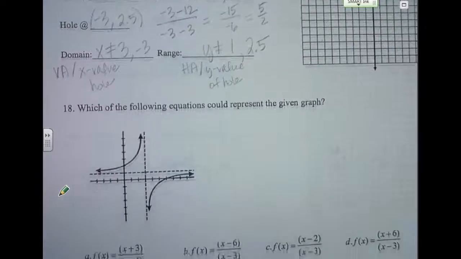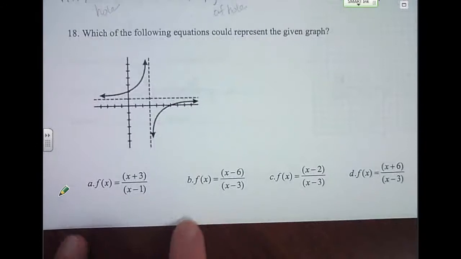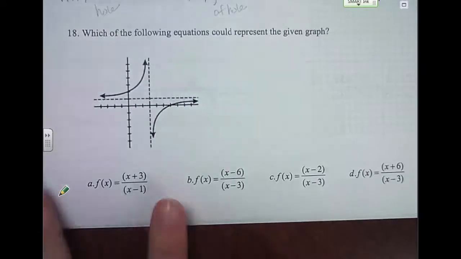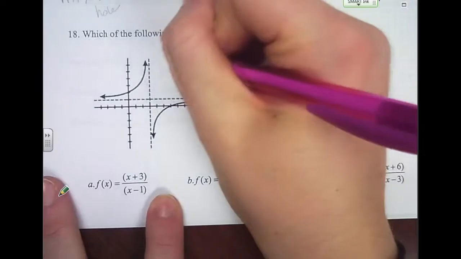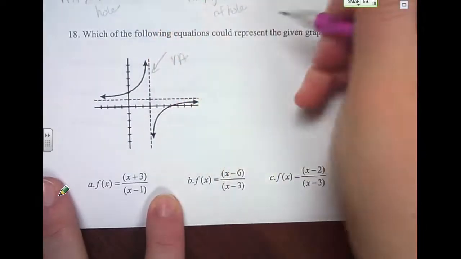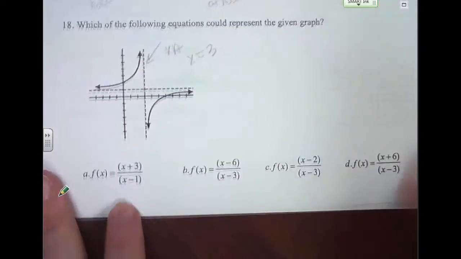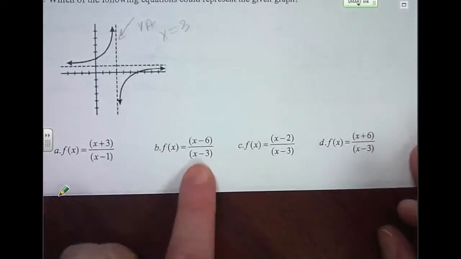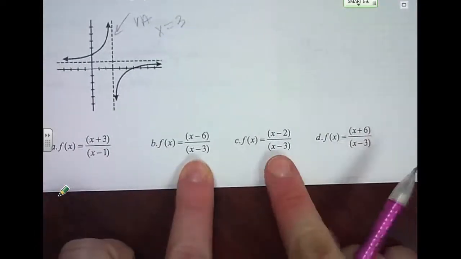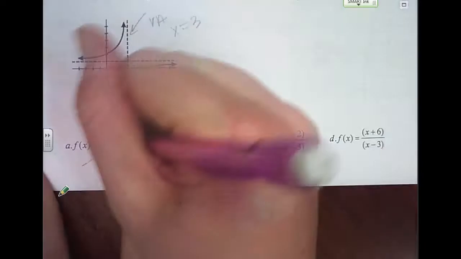Okay, number 18. Which of the following equations could represent the given graph? Well, the first thing to look at is you know that the VA, which is this one, comes from the bottom. So if this VA is at x equals positive 3, you know on the bottom you must have a negative 3. So we could have this one, or this one. So let's first cross out that option.